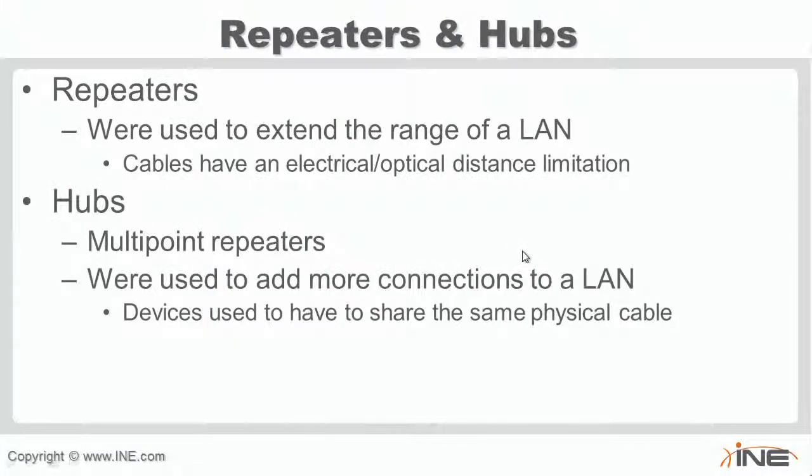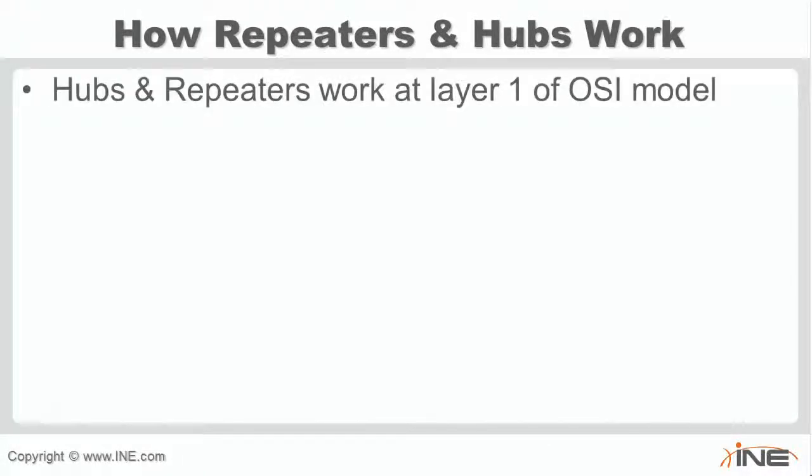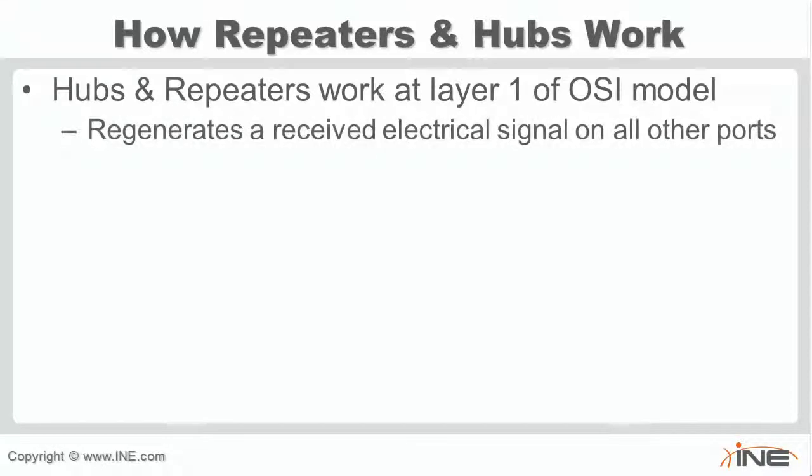But the key is that for either of these, whether they're hubs or repeaters, they basically work at just layer 1 of the OSI model, because the only thing they're doing is just regenerating the electrical signal as it comes in. If you think of your cable TV, you can buy those cable amplifiers that as the signal comes in, it just repeats it as it goes out the other end, or makes the electrical signal stronger.